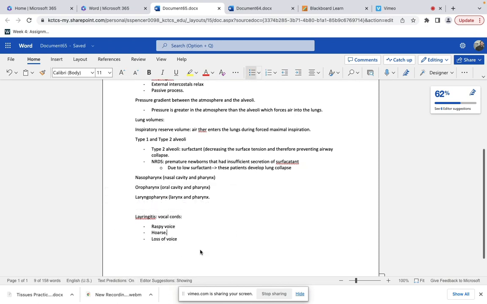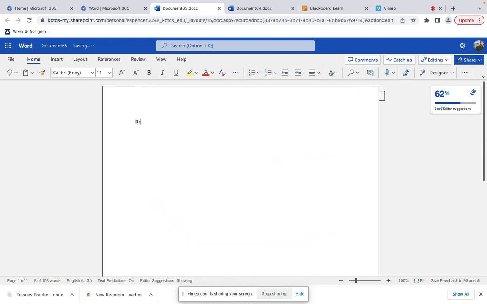Deoxygenated blood is carried to the lungs via the what? We just talked about it earlier. Pulmonary artery. Awesome. Oxygenated blood is carried to the heart via the pulmonary vein. Good.